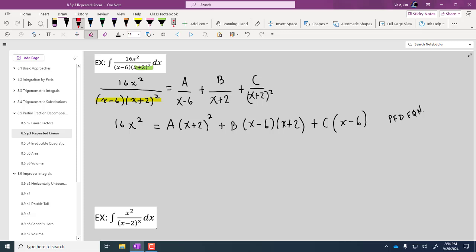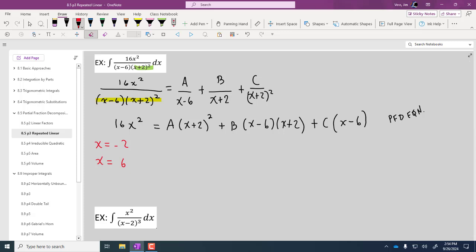Now you know, if you're trying to find 3 unknowns, how many equations do you need? 3. If you have 2 unknowns, you need 2 equations. If you have 3 unknowns, you need 3 equations. So here's what we're going to do. We're going to use our convenient values. X equals, somebody tell me what the convenient values are? -2 and 6. Perfect.